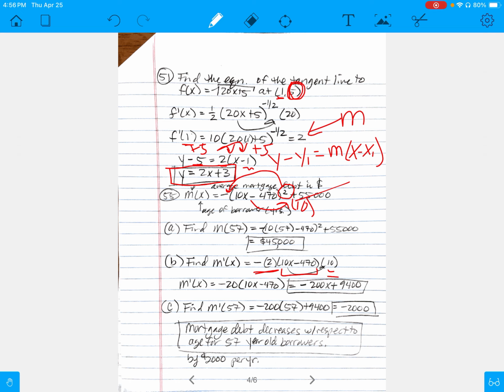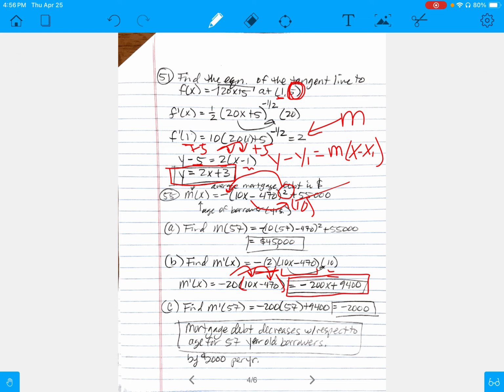And then I just cleaned it up a little bit from there. I multiplied the negative 2 times the 10 to get negative 20. And then in parentheses, 10x minus 470. And then distributed the negative 20 inside and simplified as much as possible.